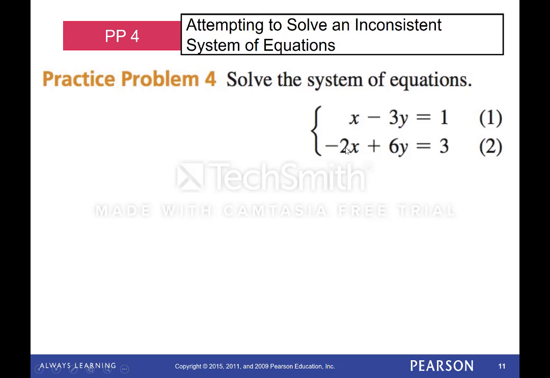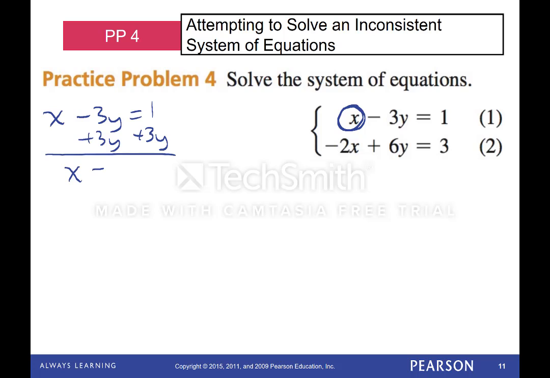Now this one, notice this one's a negative 2x, a 6y. If I were to solve for any of these right here, in fact even this one, I'll get fractions on my hands. I don't want that. The only one that's not going to give me fractions is if I solve for this x right here. So x minus 3y is equal to 1. I'm going to add 3y to both sides, and I'm going to get x is equal to 1 plus 3y.